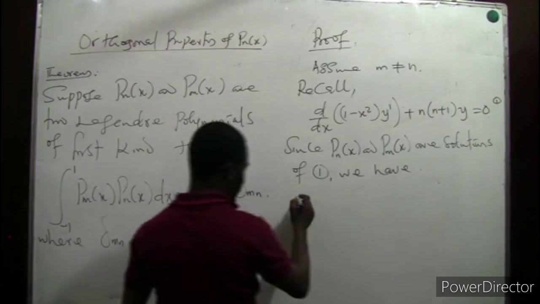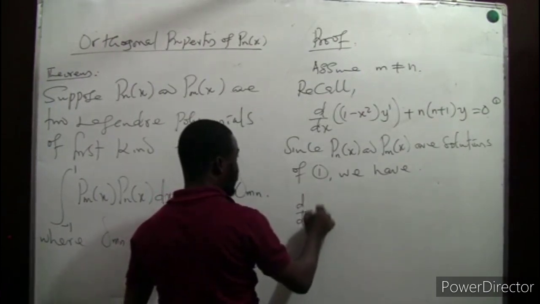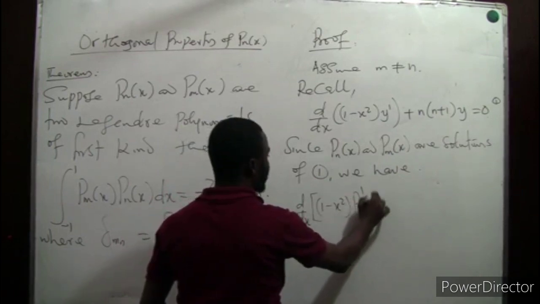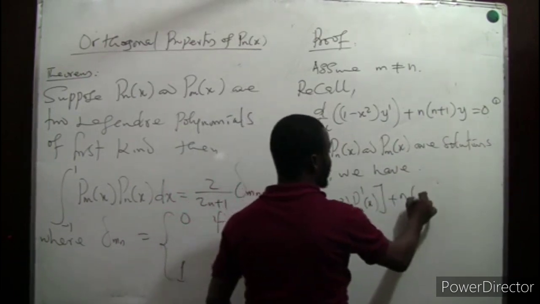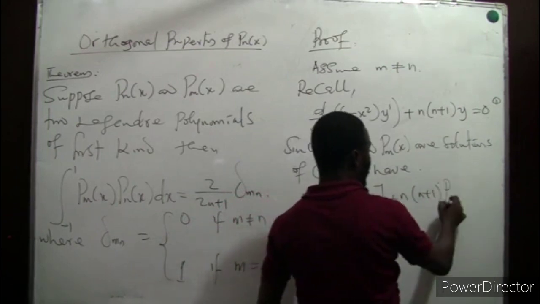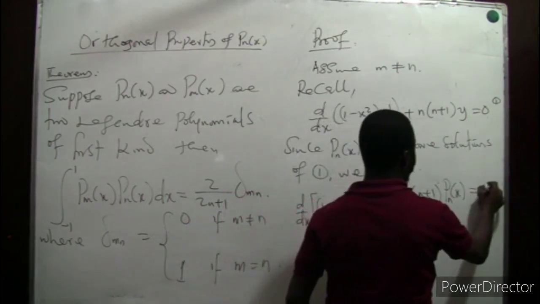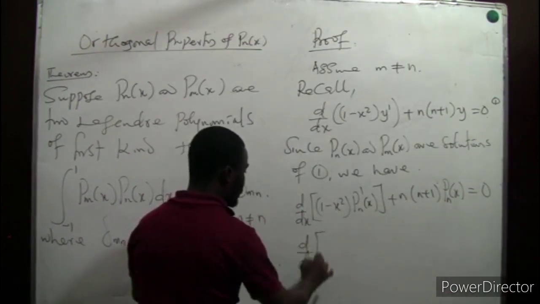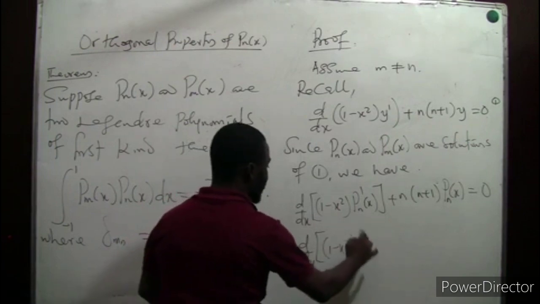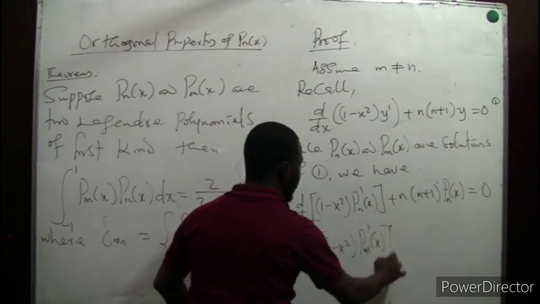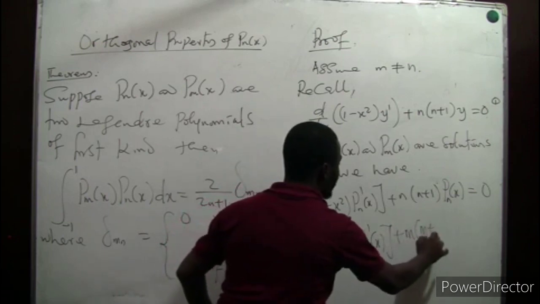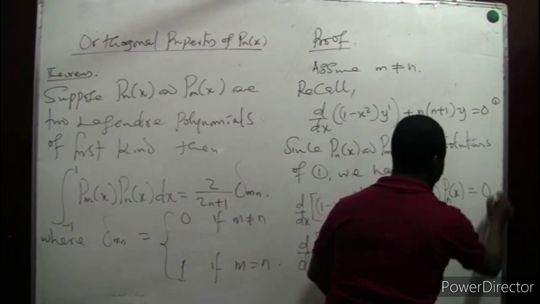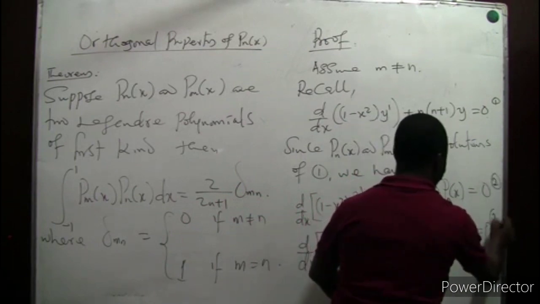Since they are solutions of 1, it becomes d/dx of (1 minus x squared) Pn prime of x plus n(n plus 1) Pn of x equals 0. The second one, the variable will change and become d/dx of (1 minus x squared) Pm prime of x plus m(m plus 1) Pm of x equals 0. Call this equation 2 and call this equation 3.